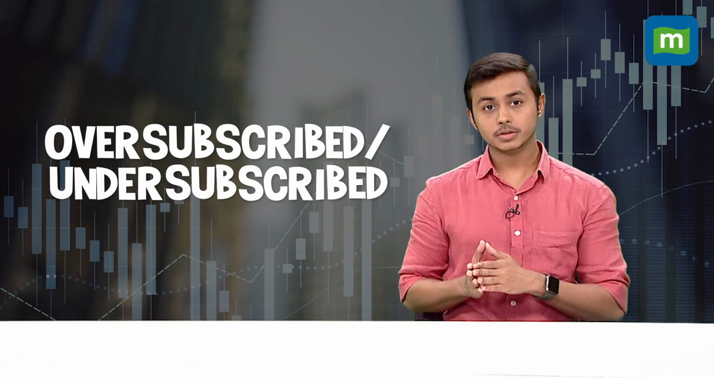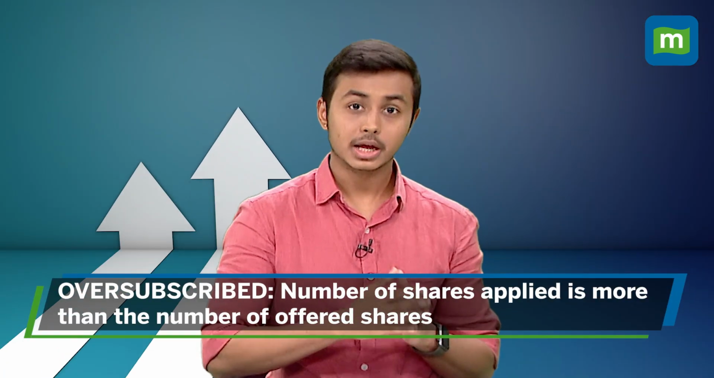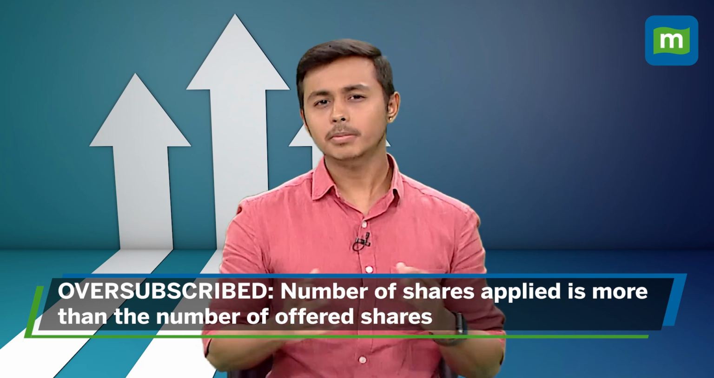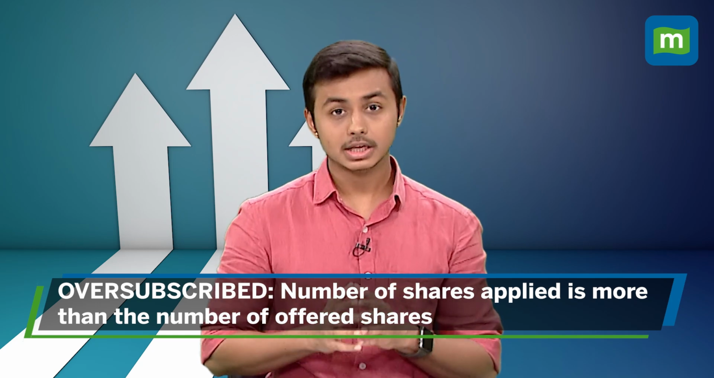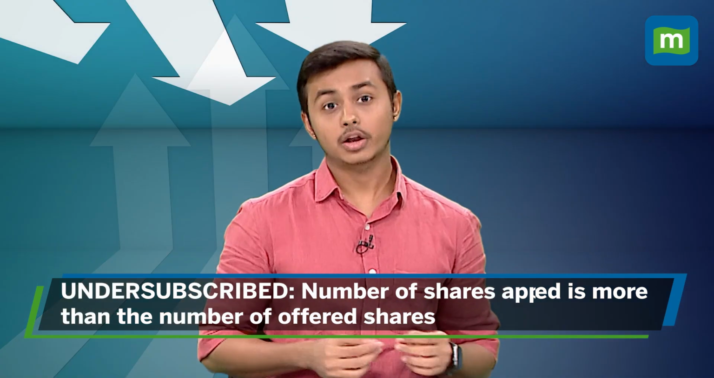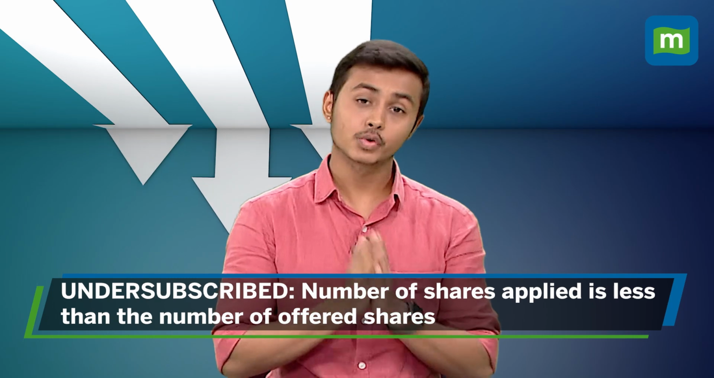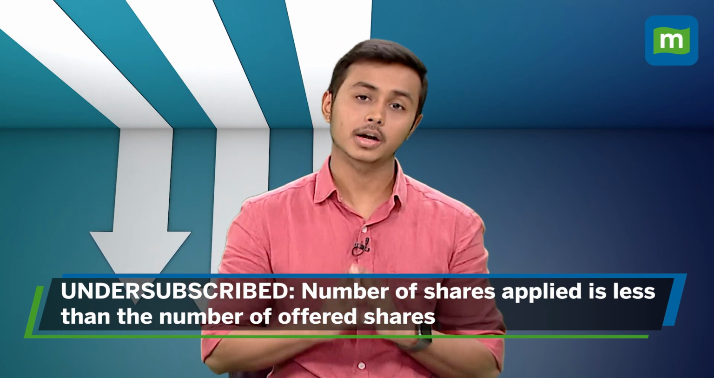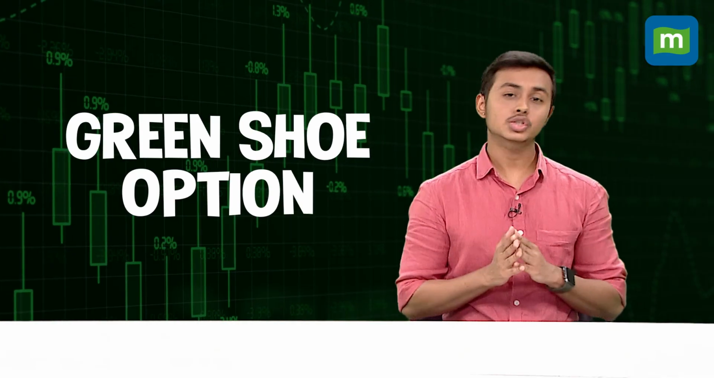The next is oversubscribed and undersubscribed. See, if the company receives more applications than the offered shares, this issue is known to have been oversubscribed. Sometimes a lot of people want to buy shares more than what's available, then it is an oversubscribed situation. And on the other hand, if the issue receives fewer applications than the offered shares, the IPO issue is referred to have been undersubscribed.